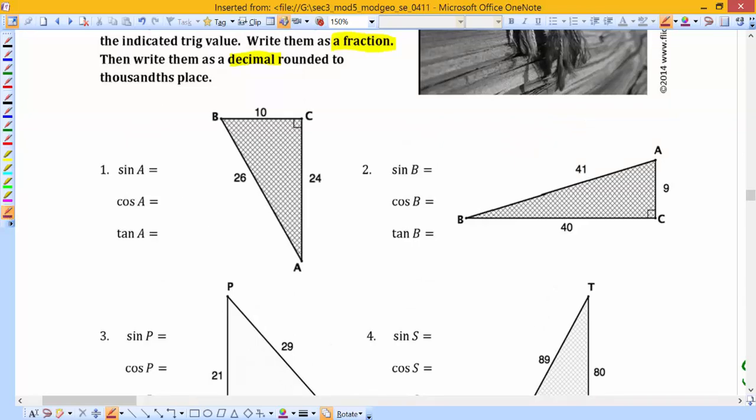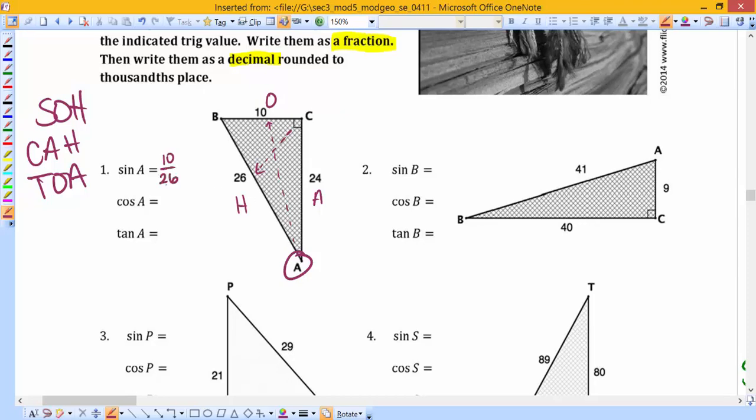So the sine of A, here's the angle I'm working with. I'm going to label my three sides. The 26 is my hypotenuse. I know that because it's across from the right angle. The 24 is my adjacent, and I know that because it's directly next to angle A. And 10 is my opposite because it is across from angle A. So if I remember SOHCAHTOA, sine is opposite over hypotenuse, cosine is adjacent over hypotenuse, and tangent is opposite over adjacent. So opposite is 10.